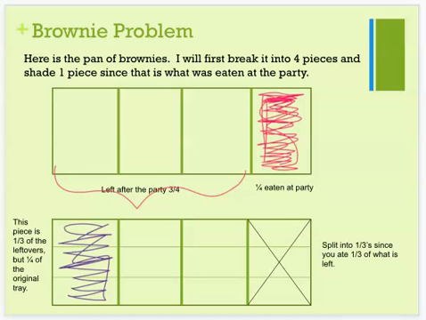But when I made sense of this problem, I said, okay, I'm going to take my pan of brownies, which was a rectangular sheet of paper, and then I'm going to split it into 4 pieces, and I'm going to shade one piece since that's what was eaten at the party, or I could even fold that part of the paper behind. And so I marked what's left at the party, which was 3/4 of the tray. Then I noticed that I ate 1/3 of what was left. So what part of the original tray was that? That was 1/4 of the original tray.